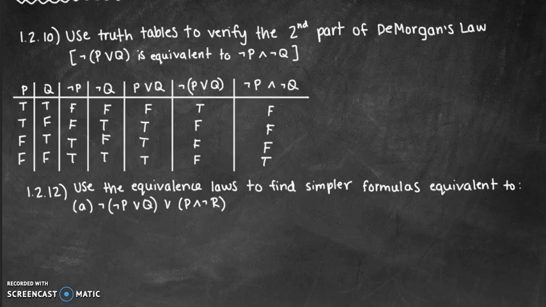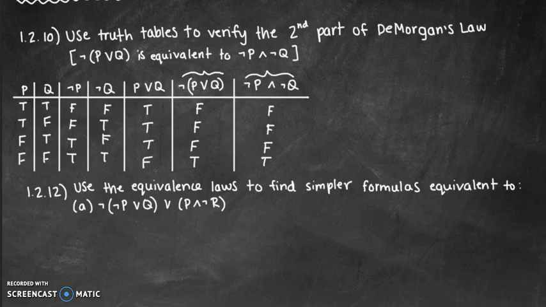Oops, let me correct a mistake that I've made here. So P or Q, P or Q, P or Q. There we go. Okay, so despite the mistake, you can see that our end result, that these two statements are the same, and that we have verified De Morgan's law.